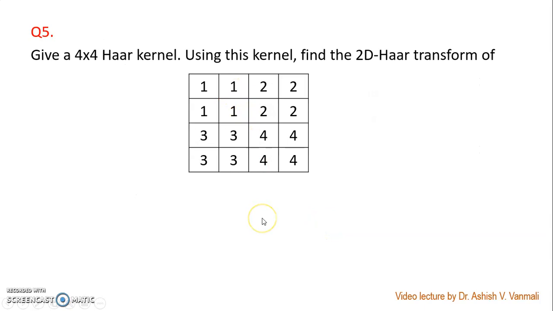Now let's consider another problem. This problem is on Haar transform. The question is, give a 4 cross 4 Haar kernel. Using this kernel, find the 2D Haar transform, and they have given an image like this. The image is 1 1 2 2, 1 1 2 2, 3 3 4 4, 3 3 4 4.